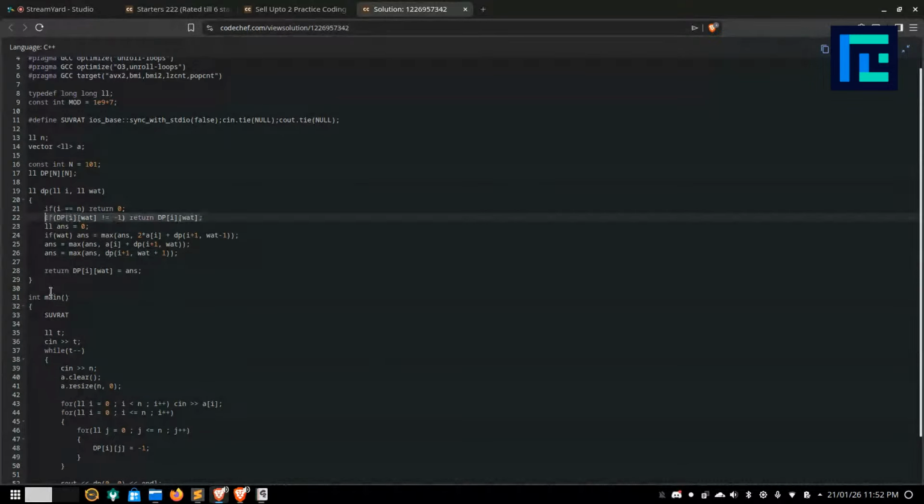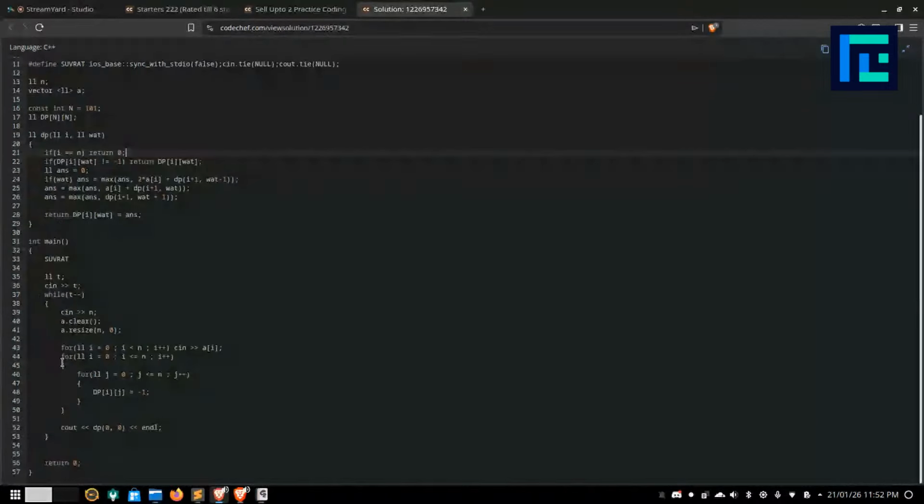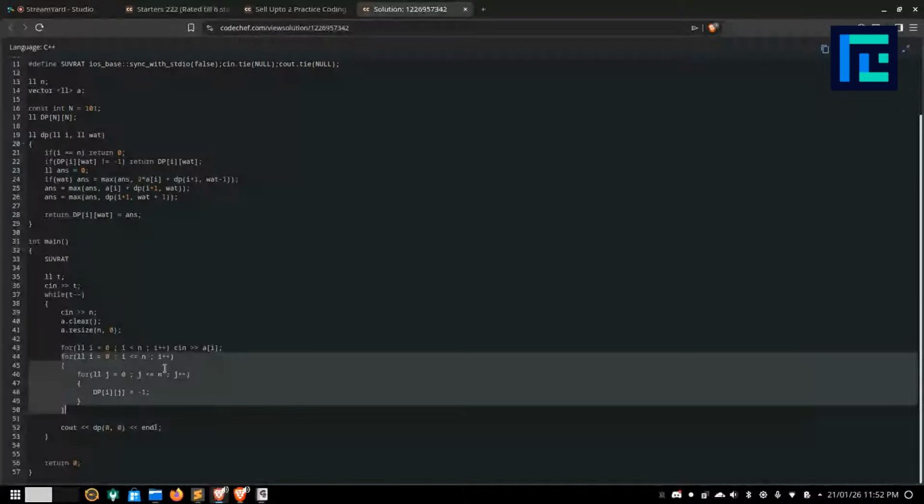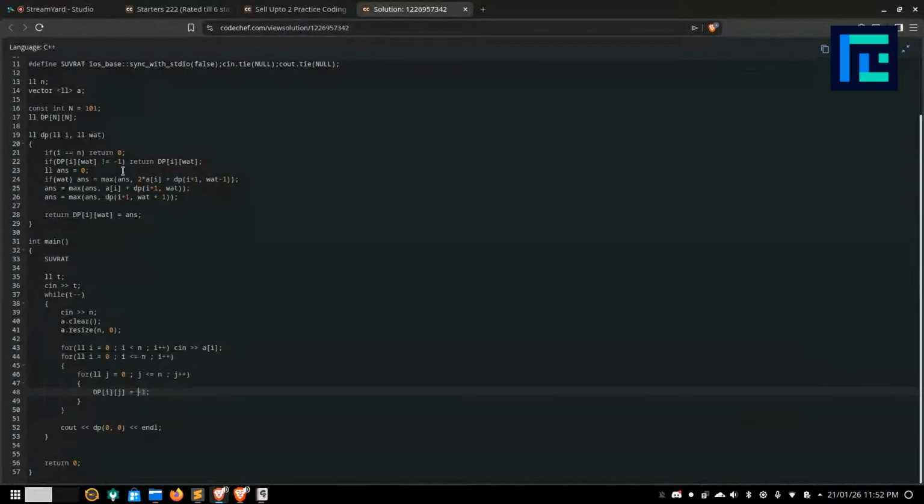And this is for DP memoization, and this is the base case. In each test case I am setting all the states from 0 till n and 0 till n, dp[i][j], as minus 1, so that I can memoize perfectly. And then in the end I'm doing cout dp[0][0], because that state corresponds to the maximum money I can earn if I am at day 1 with 0 watches.